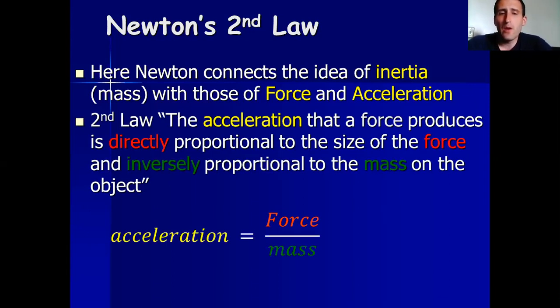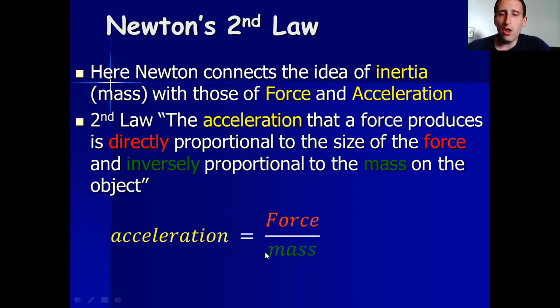So we have acceleration, and the bigger the force, the more acceleration we're going to get, right? That's that word, directly proportional. And we learned this in math, right? Directly proportional means that when one gets bigger, the other gets bigger. But then it's inversely proportional to the mass, right? So when one gets bigger, the other gets smaller. So we take the force and then we divide it by your mass, and that tells us how much you'll accelerate. So if I apply a huge force to you, you're going to accelerate, okay?